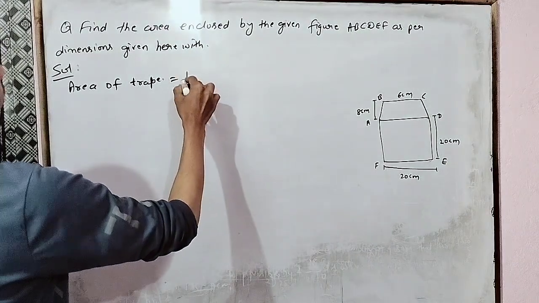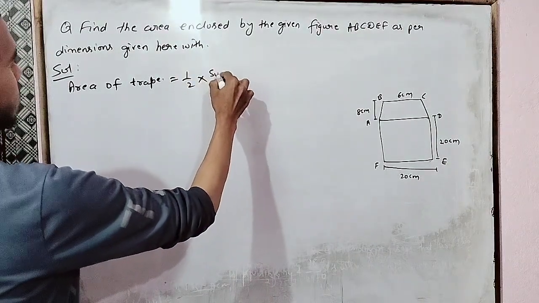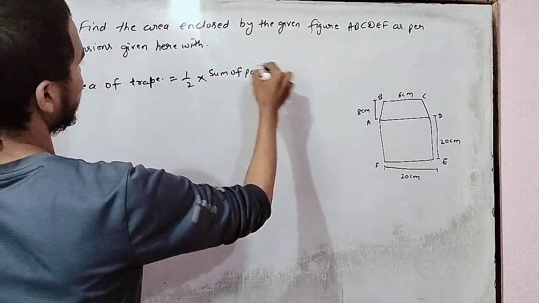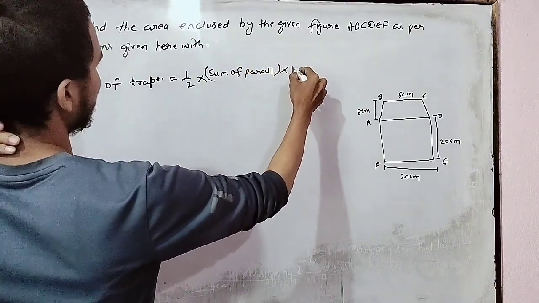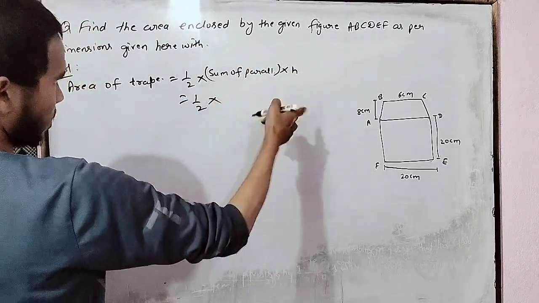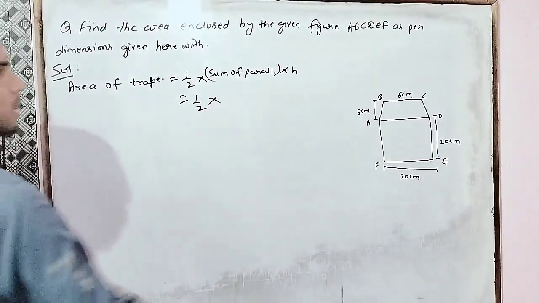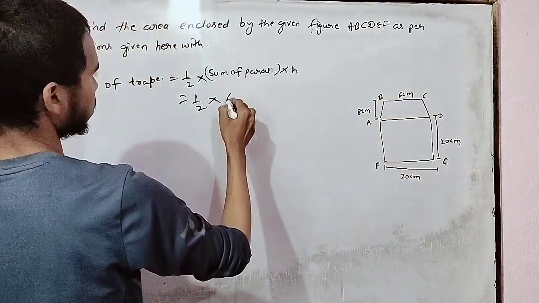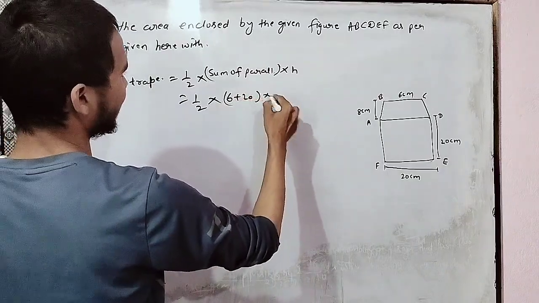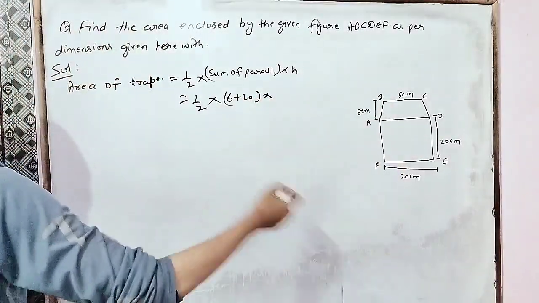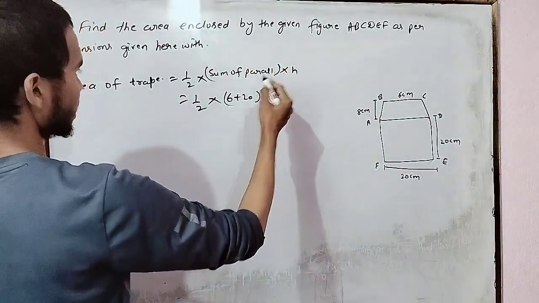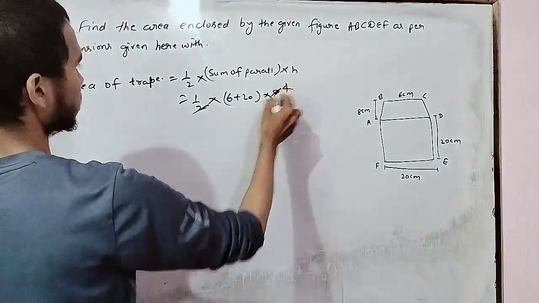Area of a trapezium is 1/2 times the sum of parallel lengths, then multiplied by h. The sum of parallel lengths: this is 6 centimeters and this is 20 centimeters, so 6 plus 20. And h is nothing but the breadth, which is the height of the trapezium. So this is 8, 2 fours are 8.